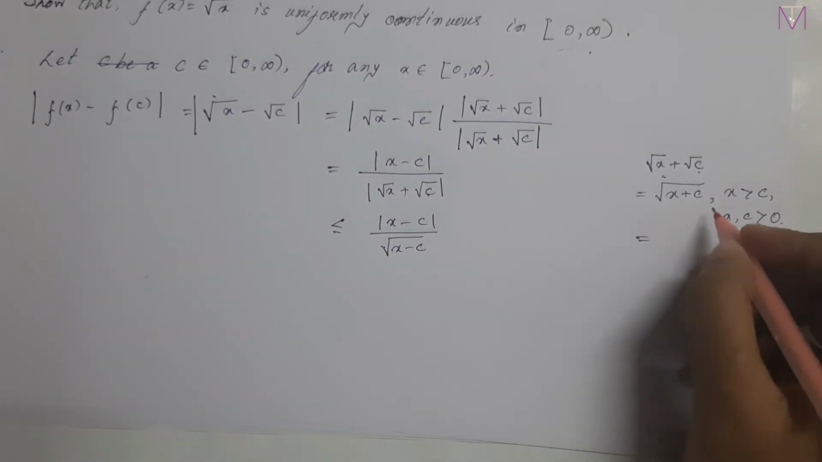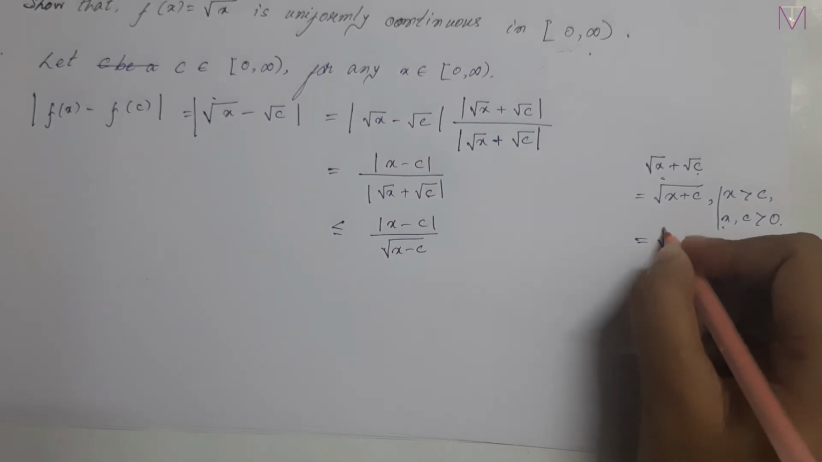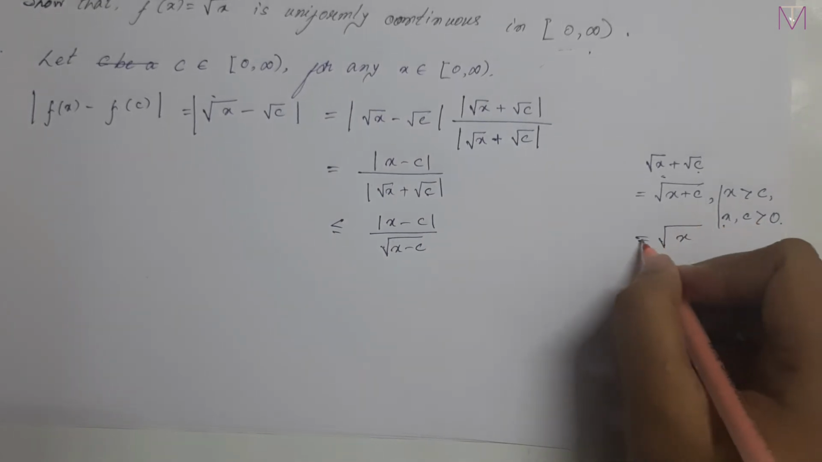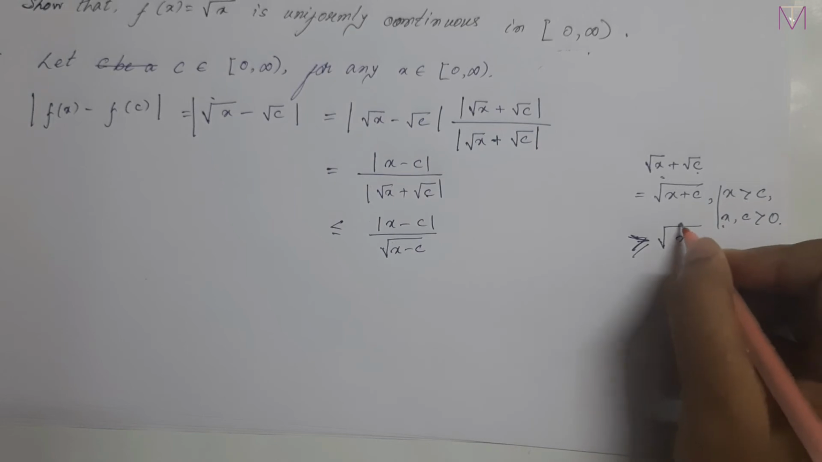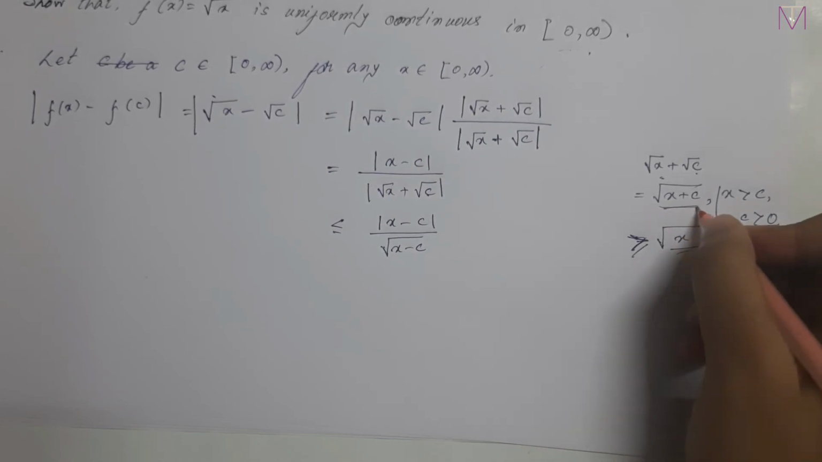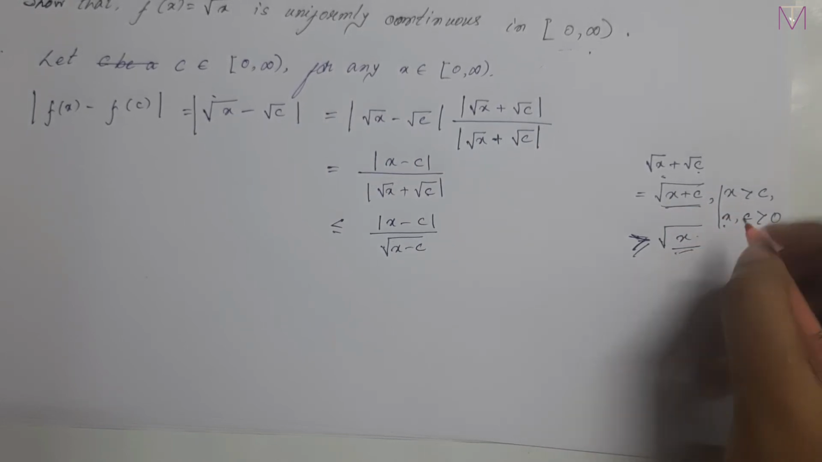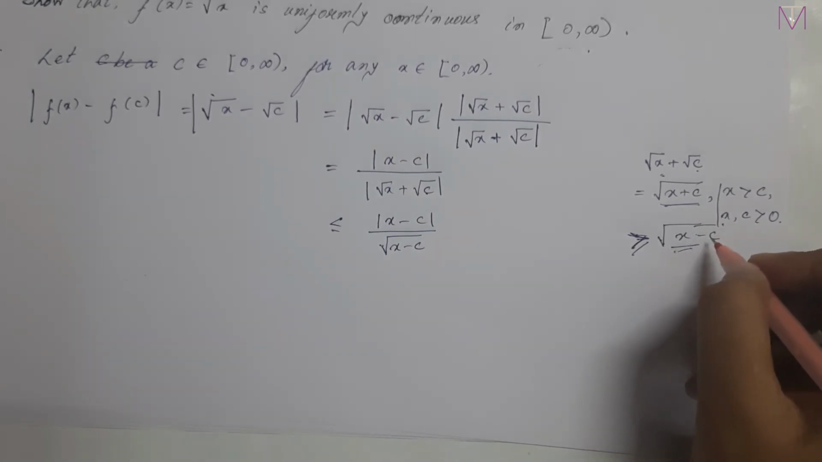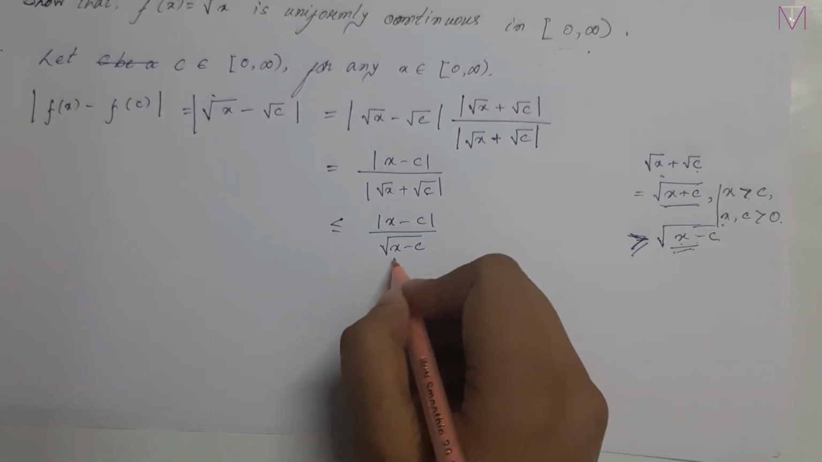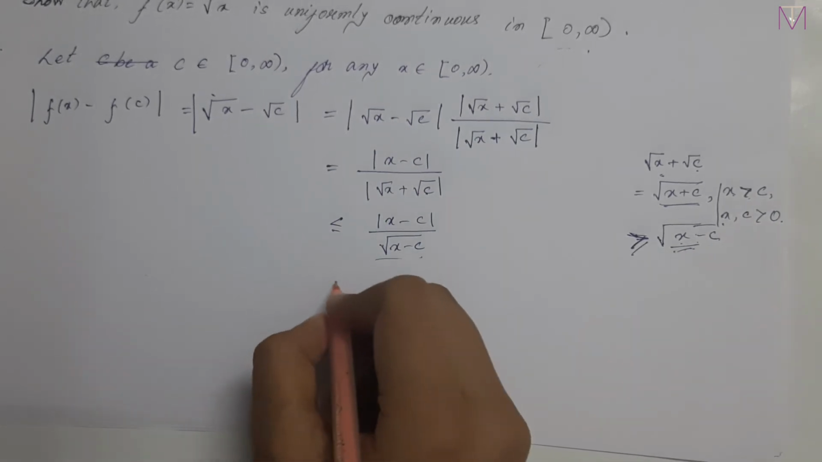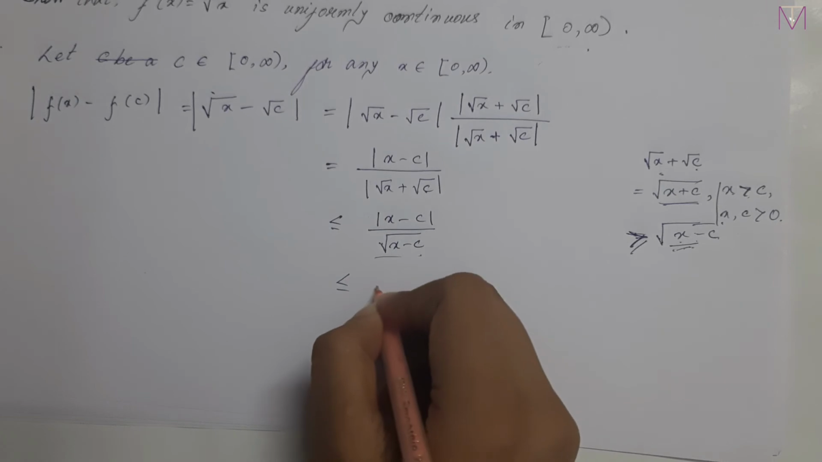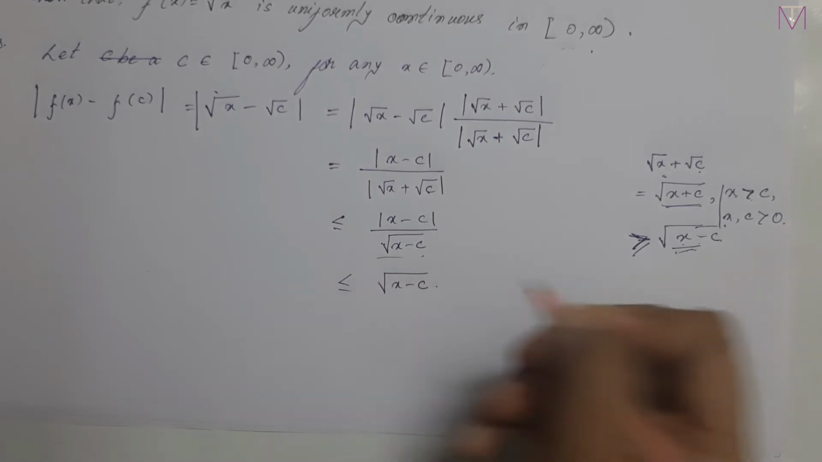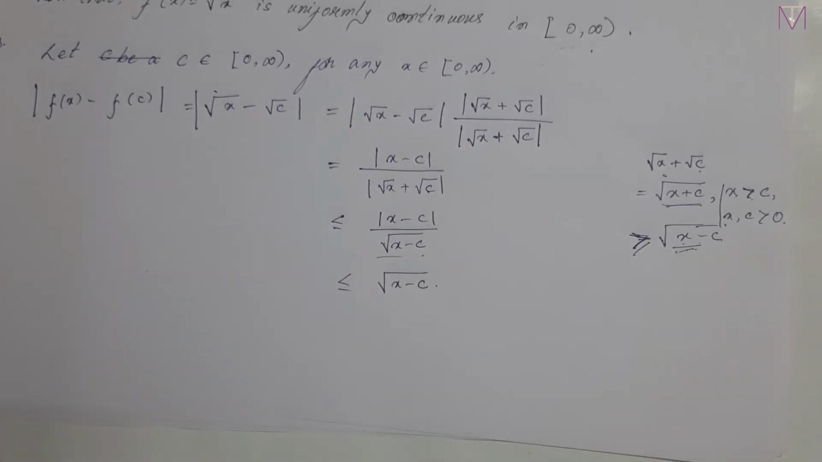Again, if this happens, then it will be too large compared to x, and when this is too large, then we can subtract c from x. So in this way we get this. Then we can write the square root of |x - c|.